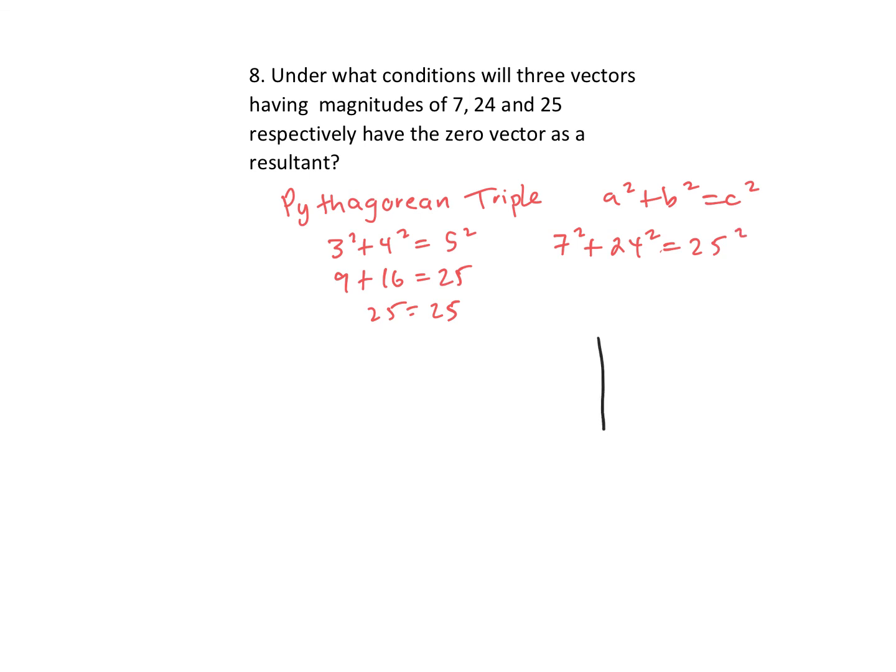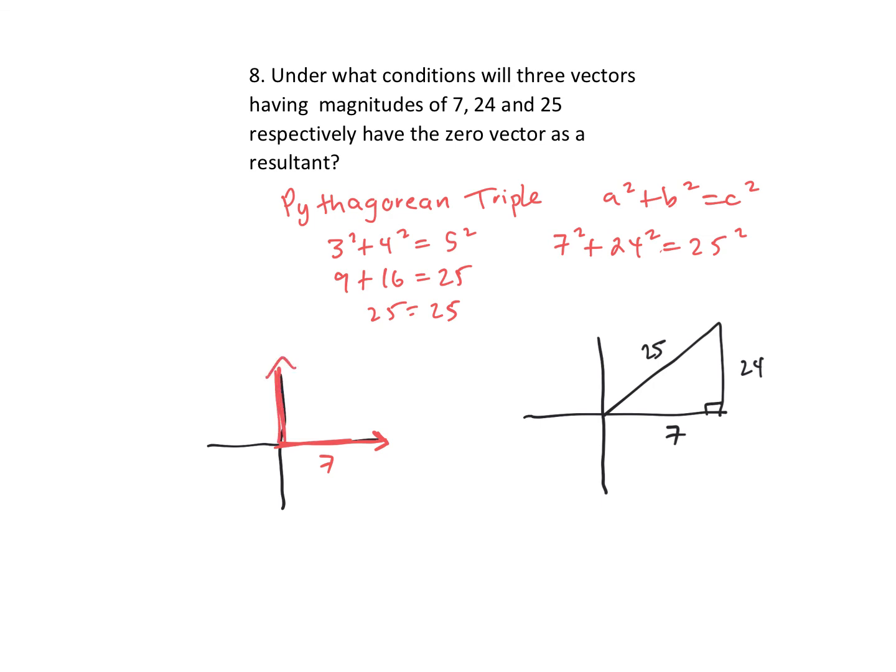So that means that if I drew a triangle at a right angle, this side plus this side is going to equal this side. So that's one thing that is helpful to know. So under what conditions will 3 vectors have a 0 vector as a resultant? That means that the 2 vectors would have to be at a right angle. If I put 7 here and 24 here, so if we did tip to tail, then the resultant would be 25.